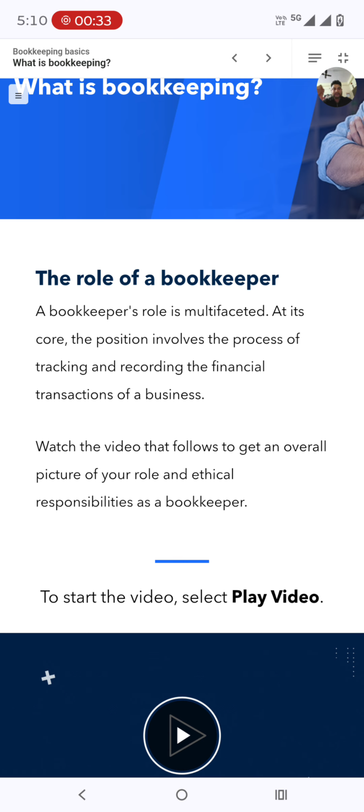But if you can see, the main process and the responsibility of an accountant or bookkeeper is the process of tracking and recording the financial transactions of a business.